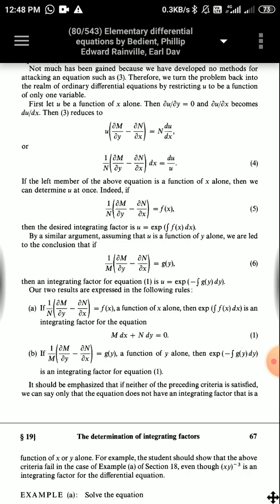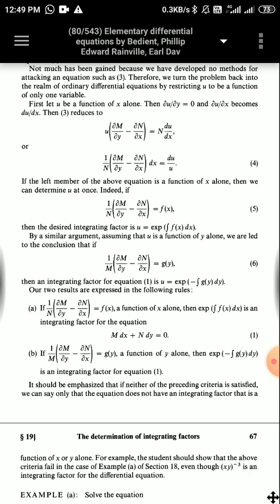If 1 upon N (∂M/∂y minus ∂N/∂x) is equal to f of x, a function of x alone, then e raised to the power integration f of x dx is an integrating factor for the equation M dx plus N dy equal to 0. And if 1 upon M (∂M/∂y minus ∂N/∂x) is equal to g of y, a function of y alone, then e raised to the power minus integration g of y dy is an integrating factor for equation 1.